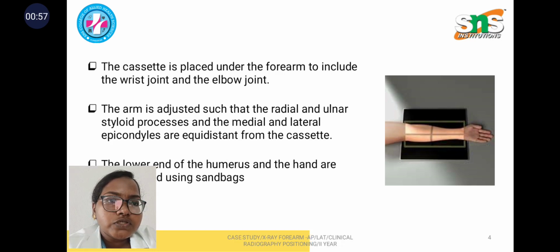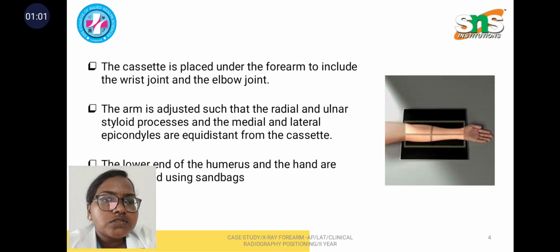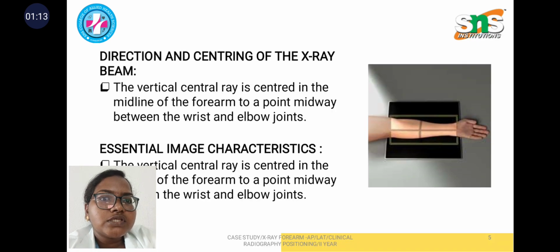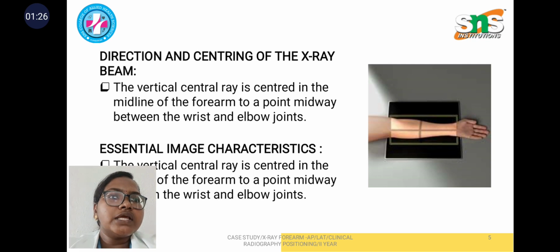The cassette is positioned under the forearm to include the wrist joint and the elbow joint. Arm is adjusted so that the radial and ulnar styloid process and the medial and lateral epicondyles of the humerus are equidistant, and lower end of humerus and the hand are immobilized using sandbags. So we have to center at midway between wrist and elbow joint. So in case of forearm AP, we have to give X-ray image including the elbow joint and wrist joint.